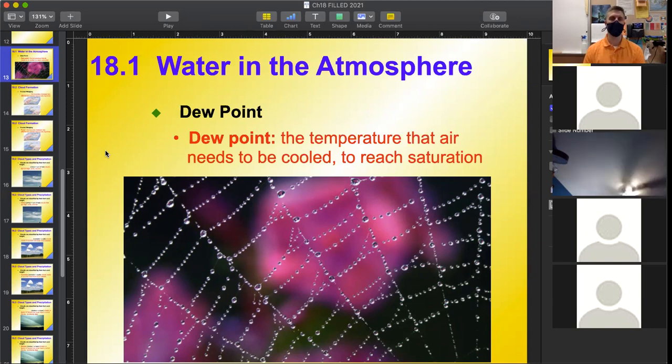So if there's a lot of humidity, the dew point is higher. If it's really cold or really dry, the dew point is really low because there's not much humidity there. But this is why some mornings, if it's a little colder than normal, you might have dew form on the grass and stuff like that, but it's not something that happens every day.